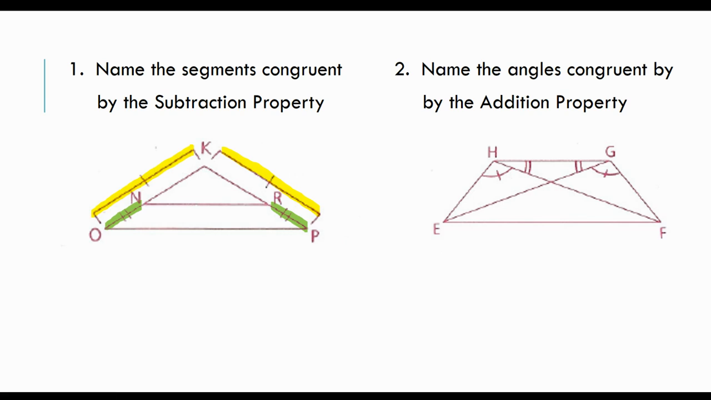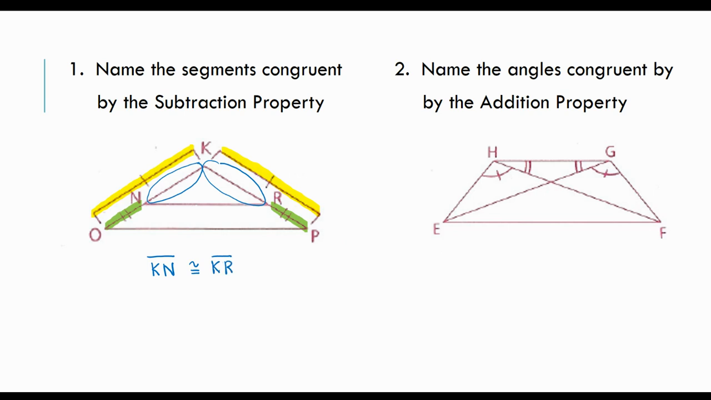So as you can see in the picture, we can't assume, but it appears that KO and KP are bigger than NO and RP. And notice that if I'm talking about subtracting, well, if I take those smaller pieces away from the bigger pieces, hopefully you notice that what's left over are these two pieces here that I have circled. So the segments that are congruent because of subtraction would be the segment NK, and that would have to be congruent to the segment KR.